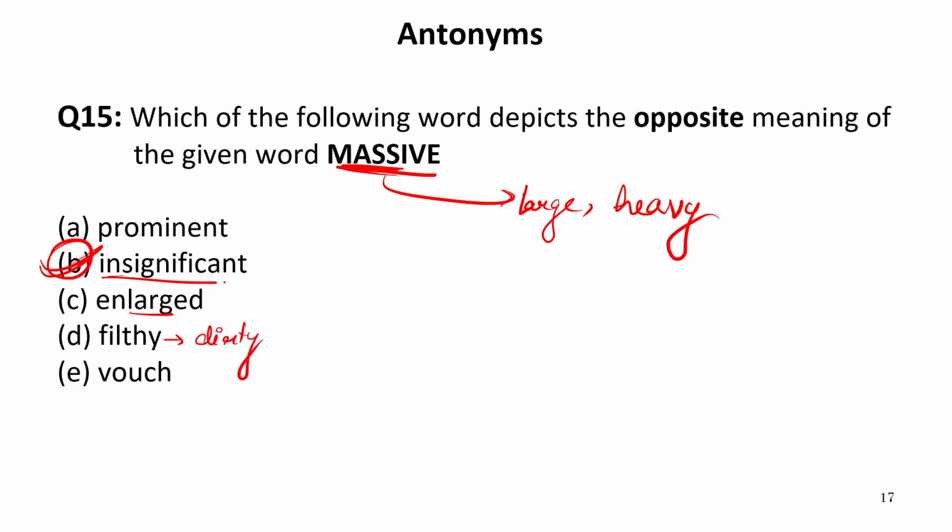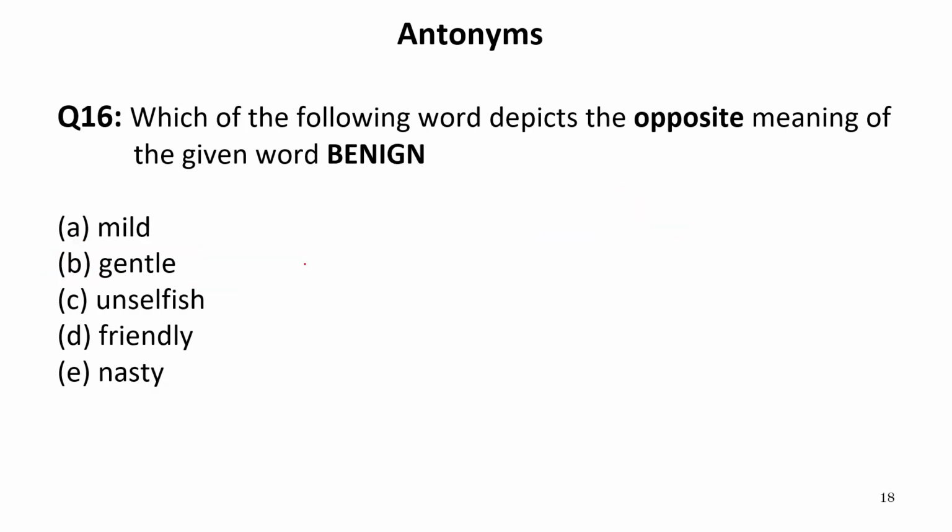So insignificant can be the antonym of this particular word. Now let us move to the next word or next question. Which of the following word depicts the opposite meaning of the word benign? Now we have to tell the antonym of this particular word, benign. So let us see the options. Mild, gentle, unselfish, friendly, nasty.